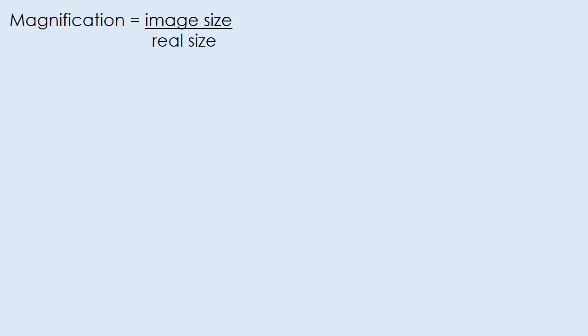So, looking at our calculation, magnification is image size divided by real size. We're going to have a go at doing a question. The image size is 1 millimeter. The real size is 25 micrometers. And we need to calculate the magnification. Now, if you want, you can have a go at doing this by yourself, and then I'll walk you through the steps of how we've done it.